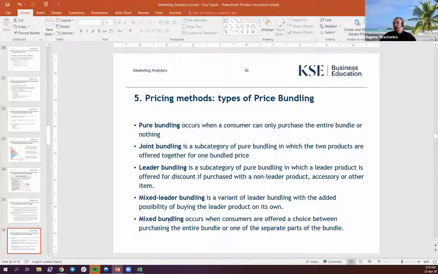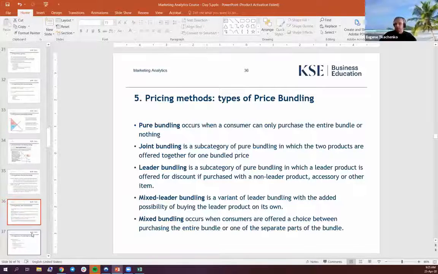And then mixed bundling occurs when consumers are offered the choice between purchasing the entire bundle or one of the separate parts of the bundle. In fact, it's probably the most common example of purchasing items in businesses like McDonald's, Burger King, or anything where you have combinations or bundles of product options, where you are willing to pay different prices.